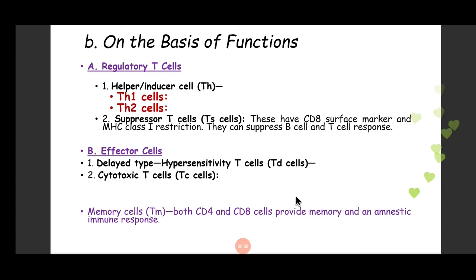On the basis of function, T lymphocytes are divided into regulatory T lymphocytes and effector T cells. Effector T cells are the ones which will actually go and kill infected cells or mount the immune response, like cytotoxic T cells and delayed type hypersensitivity T cells. Regulatory T cells do not actively take part in the immune response, but they help other cells. They either activate or deactivate other cells. So they are helper or inducer cells, T helper 1, T helper 2, or the suppressor cells. Suppressor cells have CD8 markers on the surface, but they suppress the immune response. Other T cells have both CD4 and CD8 markers, and they act as memory cells.